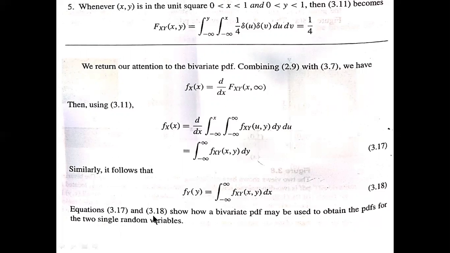So equations 3.17 and 3.18 show how a bivariate PDF may be used to obtain the PDF for the two single random variables. With this, we would stop.